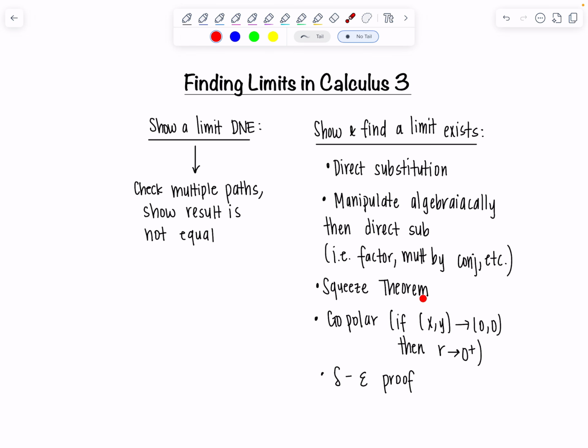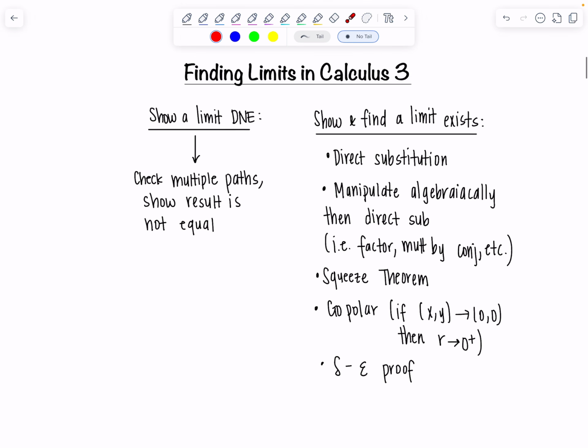Another option is the squeeze theorem. Another option is you go polar. You can only go polar as long as x and y are going to 0, 0, which most of the time they are for these limits. And then remember that we have to switch to our approaching 0 from the right side. That's very important. And then the last option is a delta epsilon proof. I don't make my students use delta epsilon proofs in this class unless it was an honors section. So just proceed with caution based on your instructor.